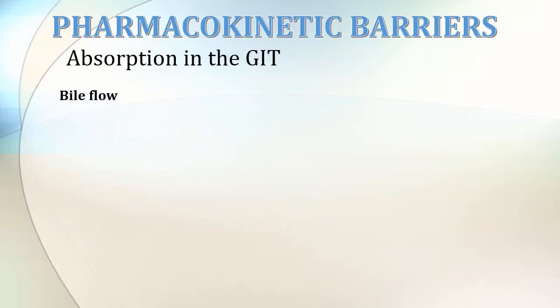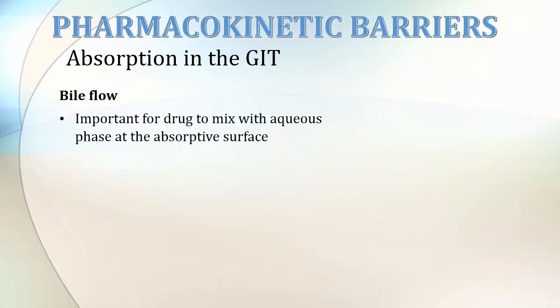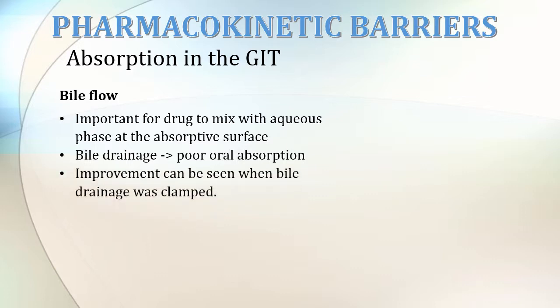Bile flow also becomes a barrier because it's important for the drug to mix with the aqueous phase at the absorptive surface. This can be seen in liver transplant patients where poor oral absorption of cyclosporin is associated with external bile drainage, and this was dramatically improved when the T-tube is clamped, with levels of cyclosporin rising by a factor of 5.